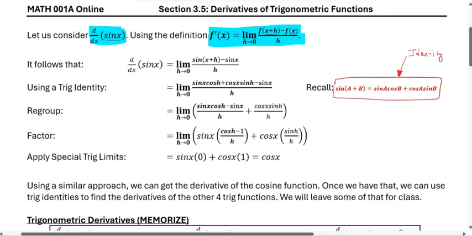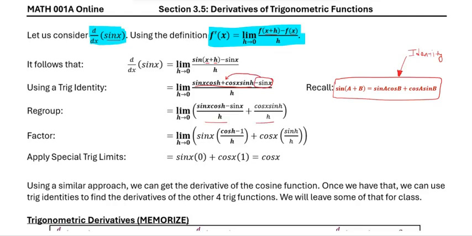I just inserted that in where my a and my b are x and h, and you can see that expanded out to all of that. Then I did a little bit of rearranging. I moved this last term forward one, and split it into two fractions. In the first fraction, you can factor out a sine x from the numerator, since they have a sine x in common, and you get this first term here. The second one, I really wanted to hyper focus your attention on the sine h over h.